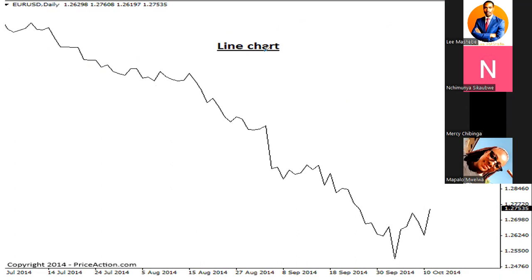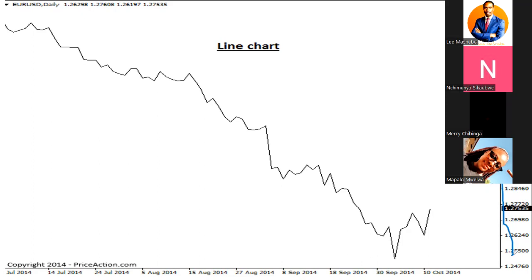Now, before I talk about the line chart, on the price chart there are three features that you need to take note of. To your right, when you're looking at your chart, you see these numbers here. These numbers that you see to your right are known as the price.